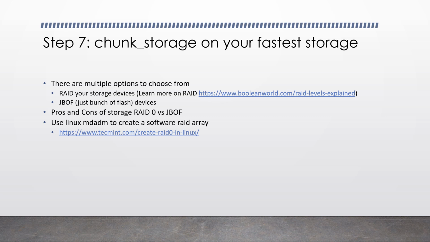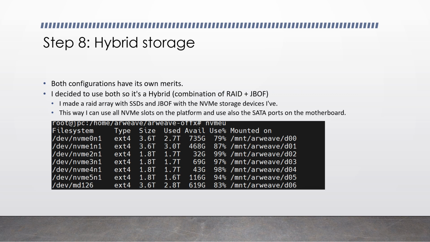So in the end, I decided to use JBOF setup for the NVMe drives that I have and RAID 0 for the SSD drives that I have. This is the reason step 8 has been tagged as hybrid storage. Since my setup consists of 6 NVMe drives and 2 SSD drives in RAID 0. The details of these drives are as follows.